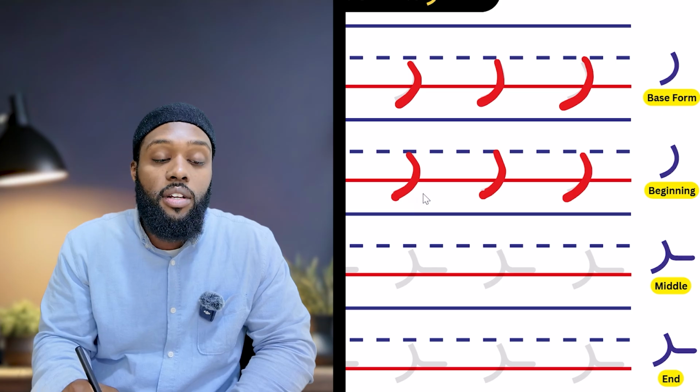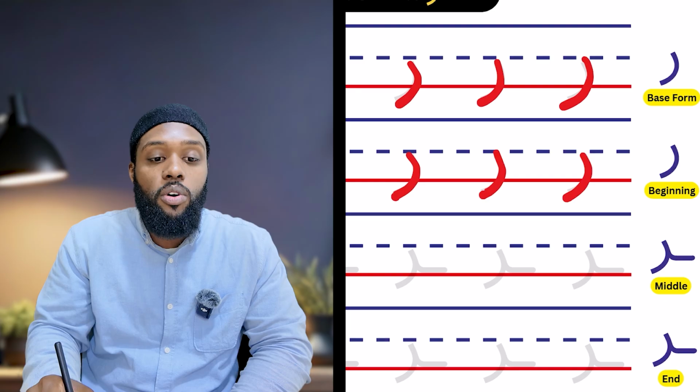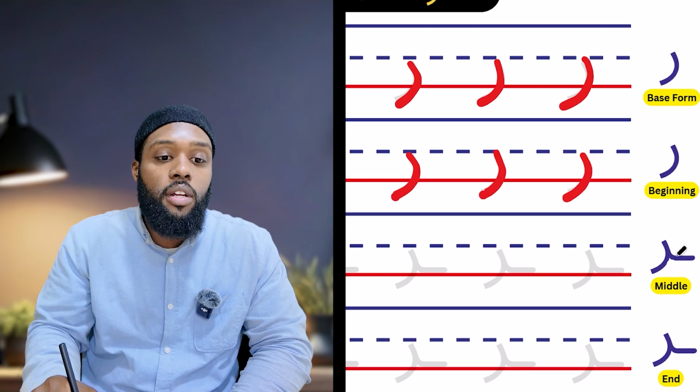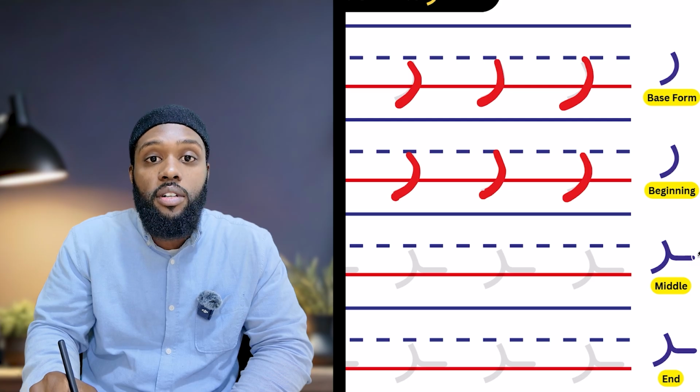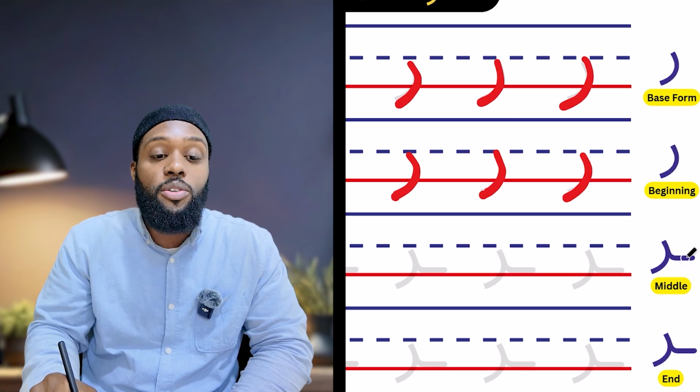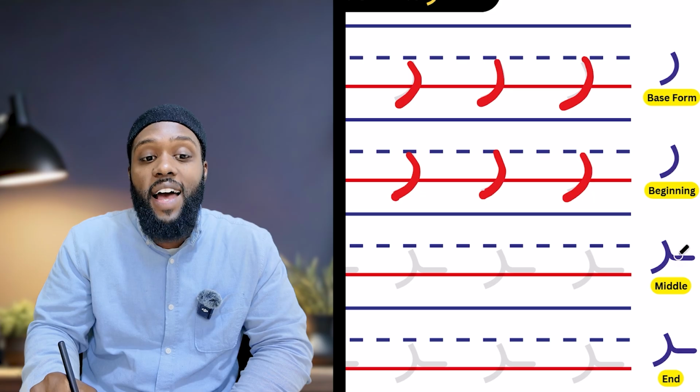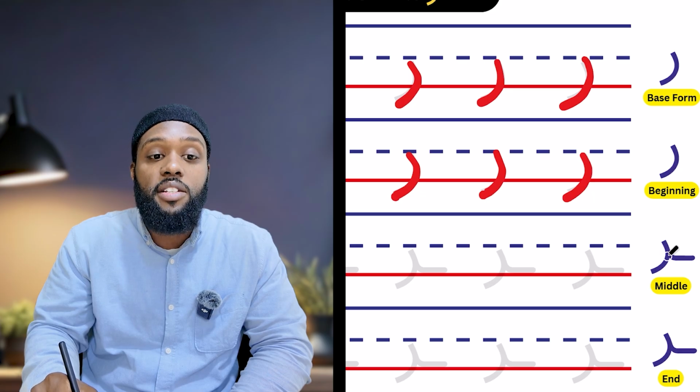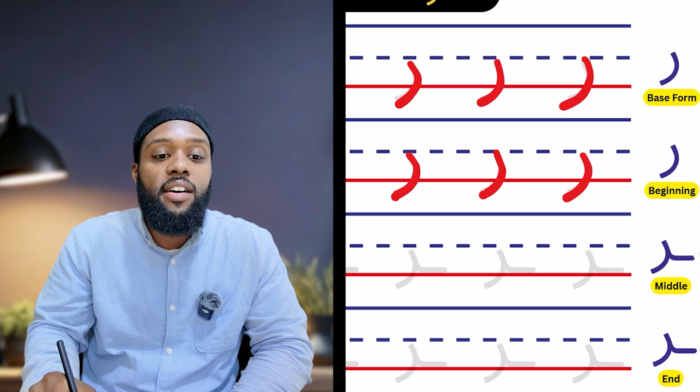This is the Ra in its initial form, at the beginning of a word. The Ra in its medial form, when it's between two letters, looks like this. And we see this little tail here from the right side, which is an indicator to us that the letter Ra connects to letters before it, but not after it. So the letter Ra looks exactly the same as it does in its base form, or at the beginning of a word, except we have this tail here that connects to the letter before it.